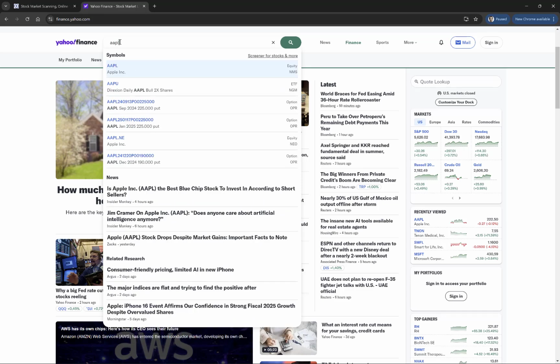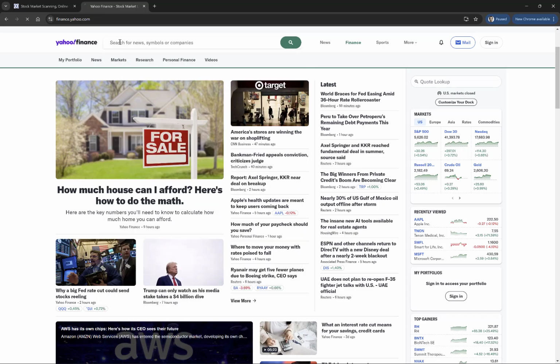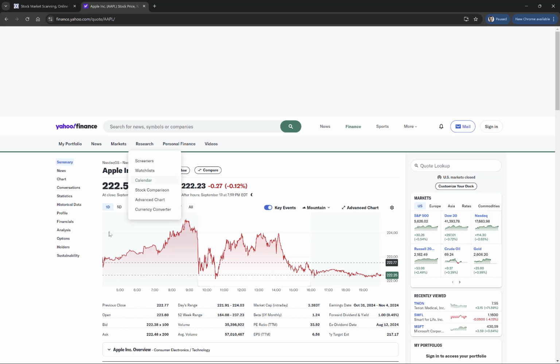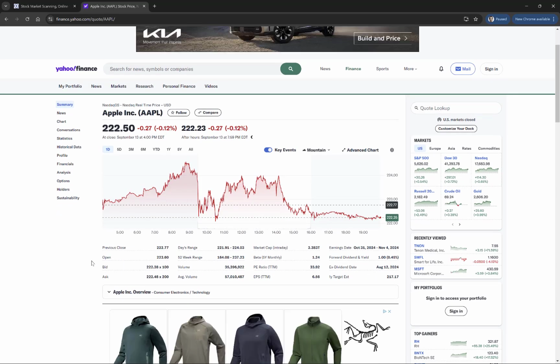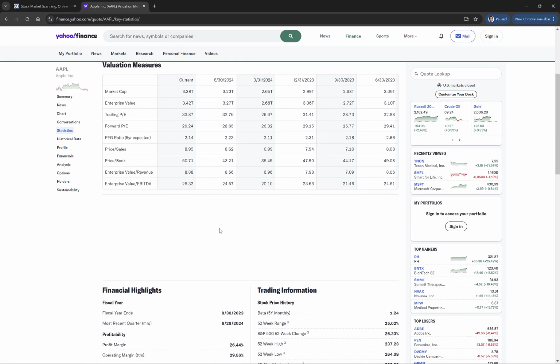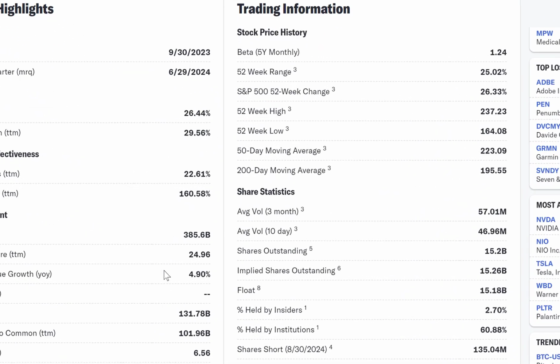So I'll punch in the symbol for Apple, AAPL, click on Enter, and it brings up a lot of statistics on the company. If I go to the Statistics tab and scroll down the screen a little bit, there I can see share statistics, and I can see that the shares outstanding for this company is 15.2 billion. That means the company has issued 15.2 billion shares to investors who each own a very, very tiny slice of the pie.